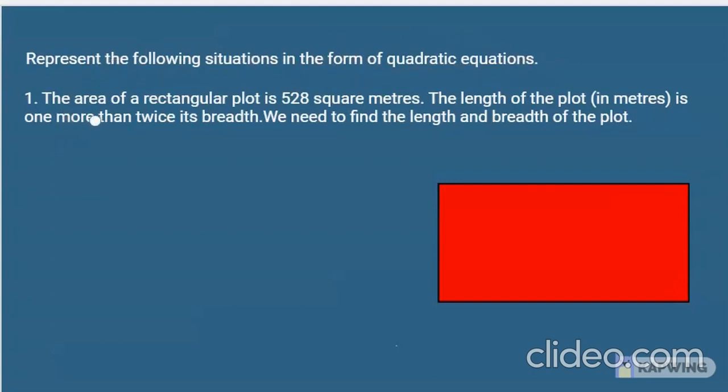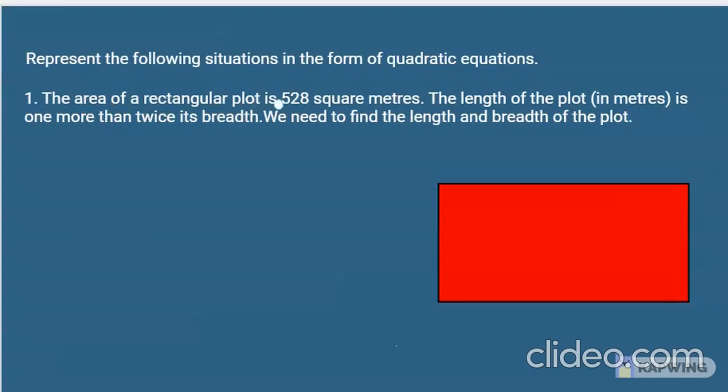First question. The area of a rectangular plot is 528 square meters. The length of the plot in meters is 1 more than twice its breadth. We need to find the length and breadth of the plot. I think we have already discussed one of the questions like this in the very beginning. Okay, so what is given?